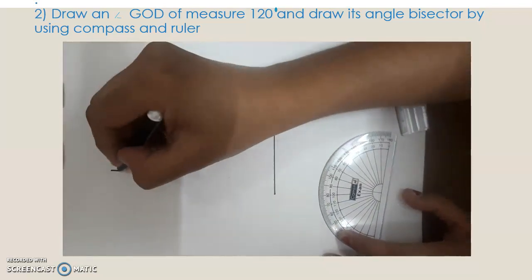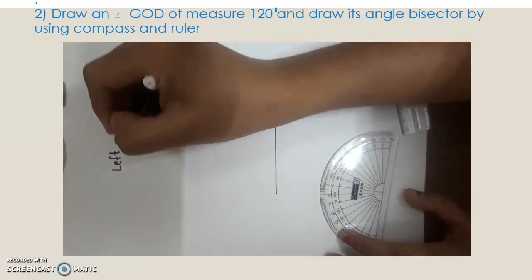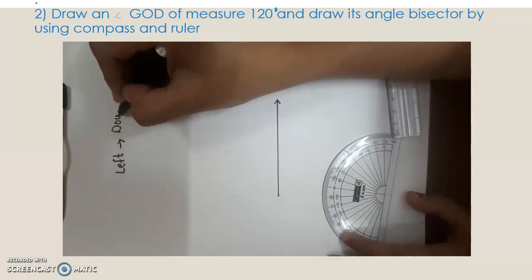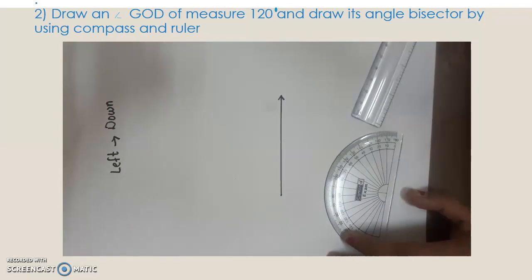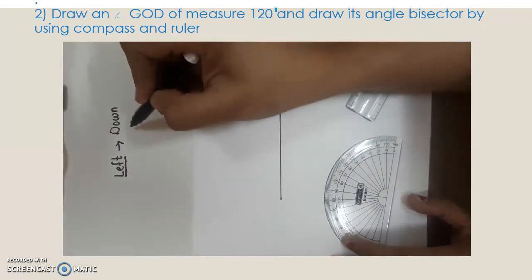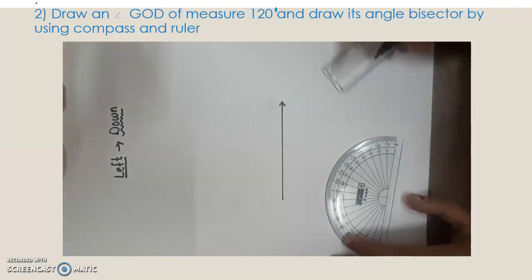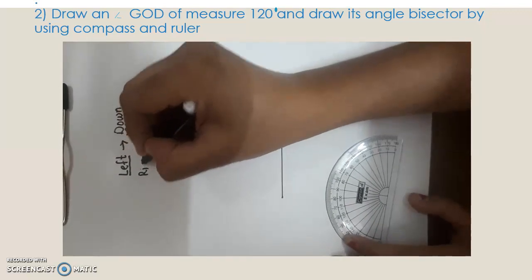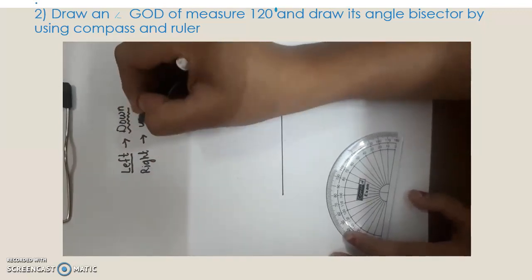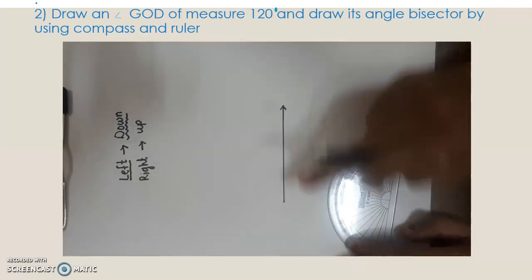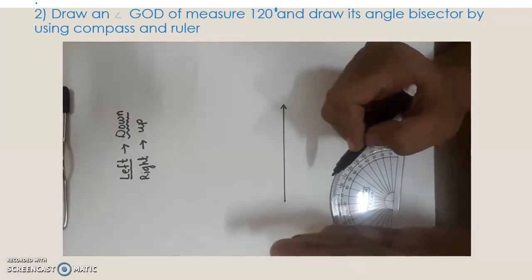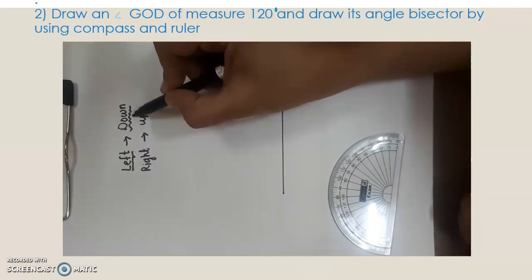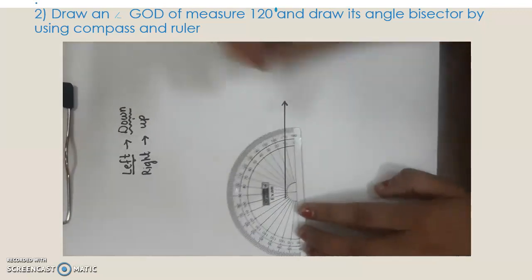Whenever a vertex is towards the left hand side, then we have to see the numbers which are mentioned down. And as my vertex is towards the left hand side, we will see the numbers mentioned down, and if our vertex is towards the right hand side, then we have to see the numbers mentioned up. Now in this ray, my vertex is towards the left hand side of my hand, so left means down, so we have to see the numbers which are shown down in a protractor.